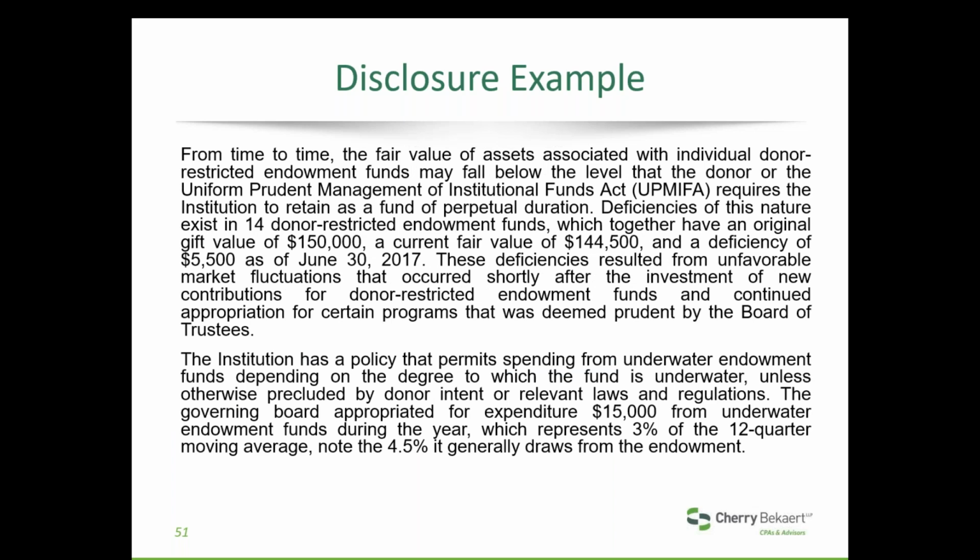And this is another example that you'll see. It details what the total amount of the underwater endowment is, so that there's 14 funds that are currently underwater, and that's what the original gift amount was, the current fair value, and then the deficiency. And then the second paragraph goes on to disclose what the policy for spending underwater endowments is. So as you can read through in this example, it's a little bit different of a policy from the first one, so it's really going to vary by each entity.